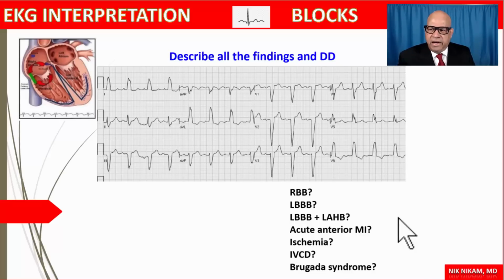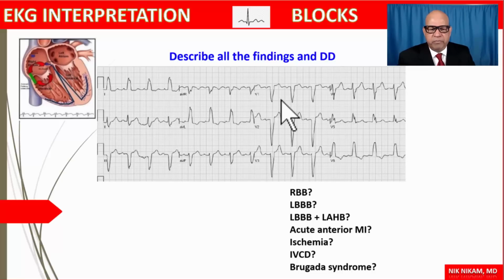I'll give you a moment, pause this video, write down all the findings. Better yet, take a copy of the cardiology EKG section coding sheet and write down all the points that relate to this particular tracing. In that way, you begin to get into the habit of recognizing everything that is abnormal. Okay, let us look at what we have here. First, let us describe what we are seeing.